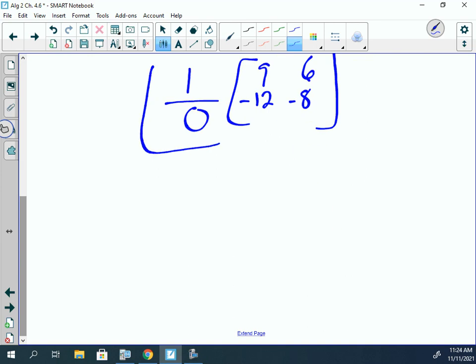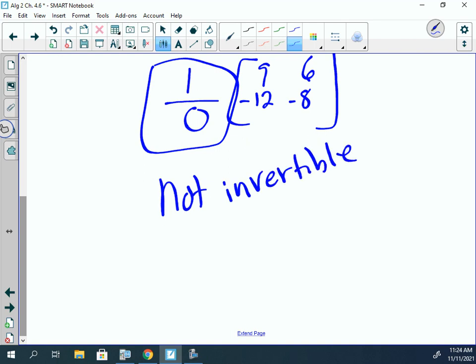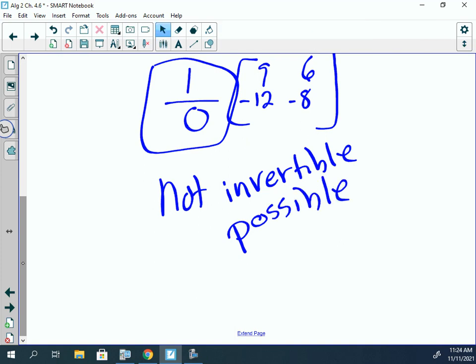Can I have 1 divided by 0? No, this is not invertible or not possible. We can say not invertible or not possible. Either one works. So this one here does not have an inverse.